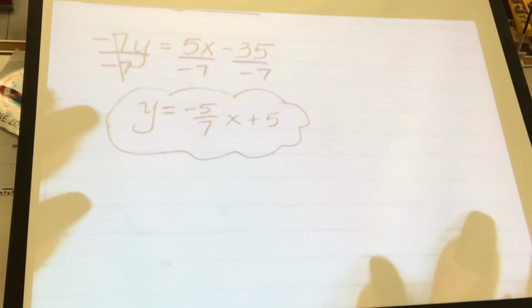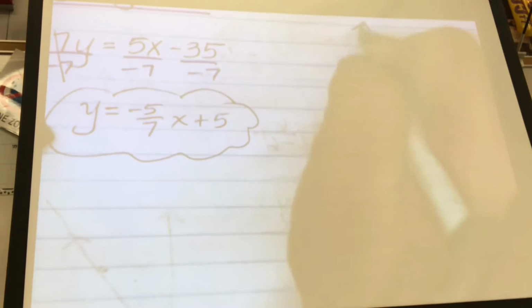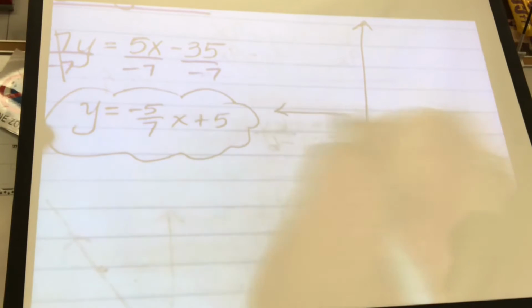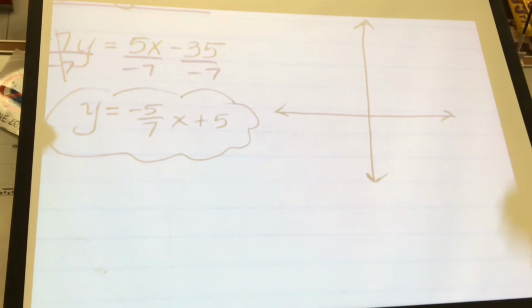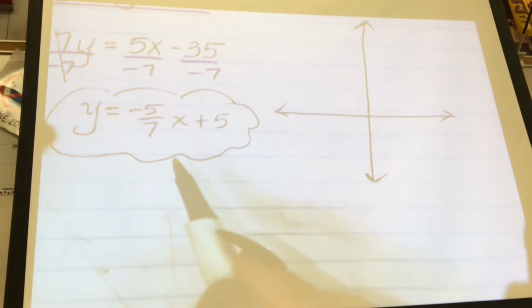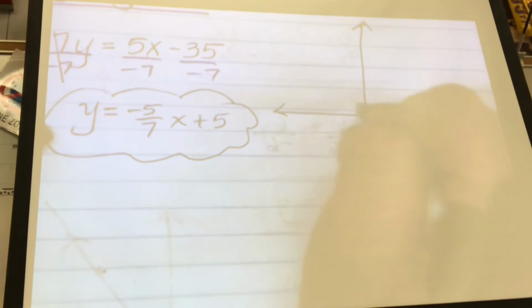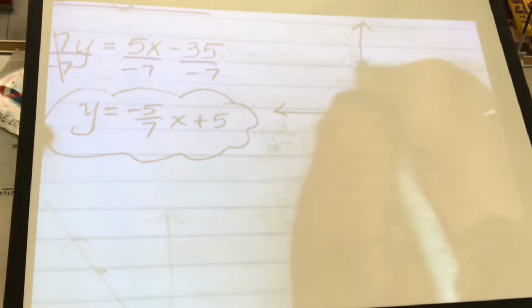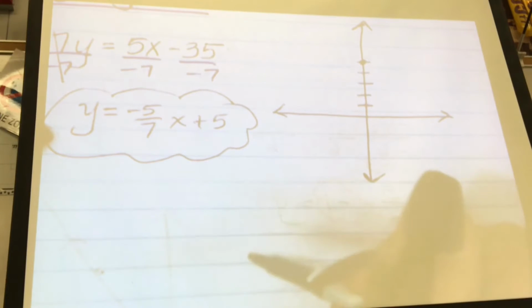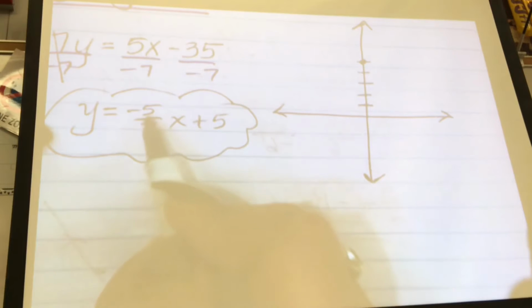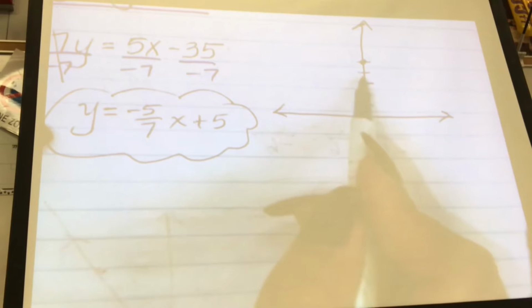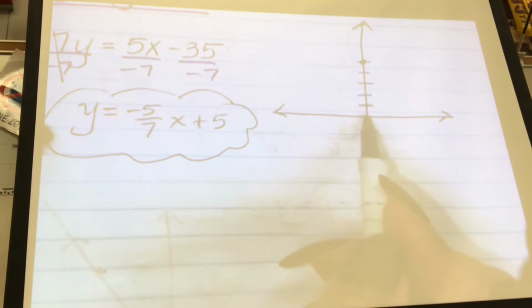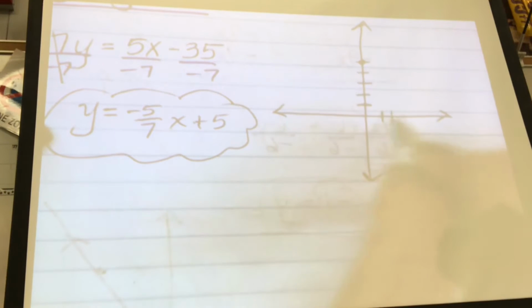Hannah, what should I do first to graph? The +5. And do I go up, down, left, or right? Positive, right? So I go up 5. 1, 2, 3, 4, 5. Jason, now what? From there you have to go down 5, and then run 7. Very good. 1, 2, 3, 4, 5, 6, 7.